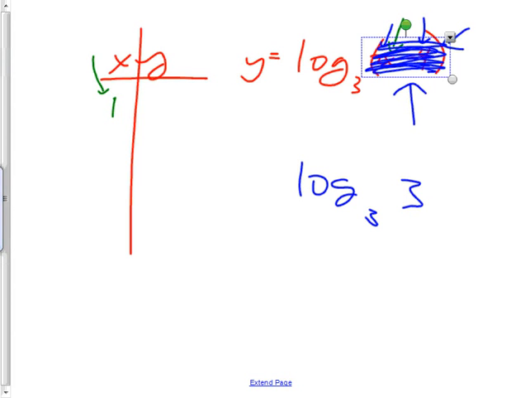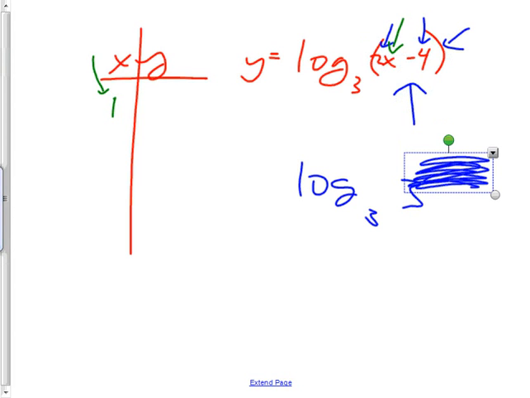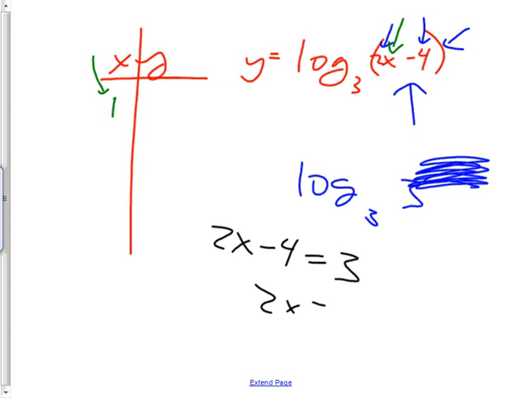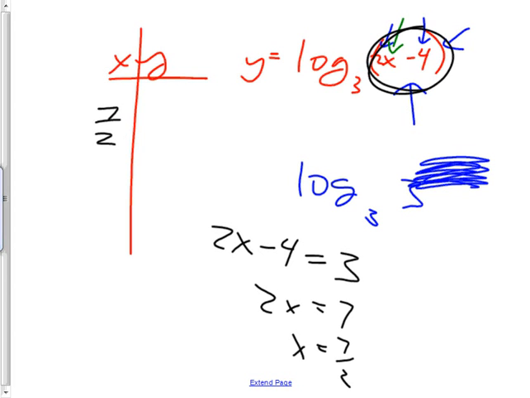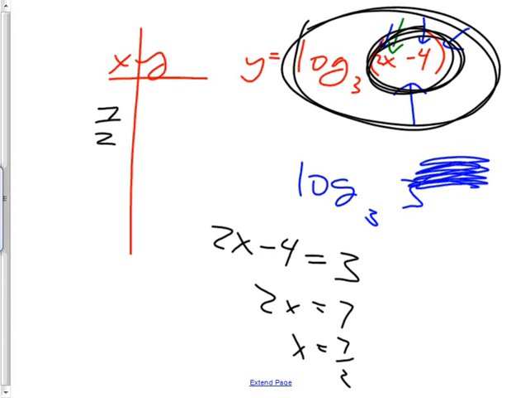So then what you say to yourself is, how can I get a 3 to be right there? I would need 2x minus 4 to equal 3. How could I get that? Well, 2x equals 7, x equals 7 halves. 7 halves will make this turn into 3. And then the whole answer will be log base 3 of 3, which is 1. So 7 over 2 comma 1 is a good combo. See what I just did there?